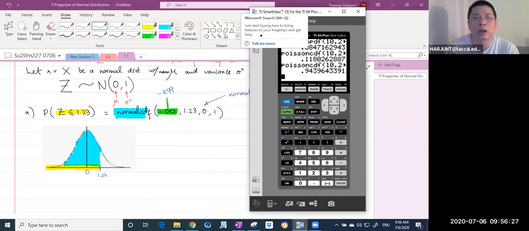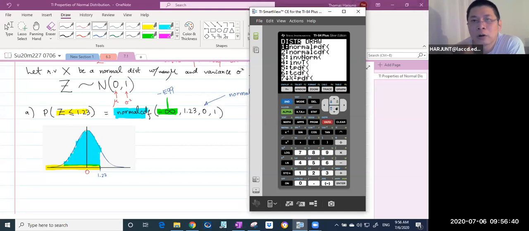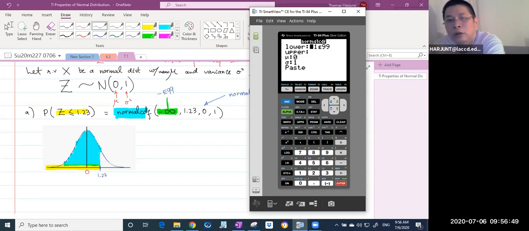Let's take a look on our calculator. Just like other distributions, normal CDF is located under the distribution category. The second option is normal CDF. Now, the lower fence is negative infinity, right? You can use a super small number, let's say negative 1 million if you like.